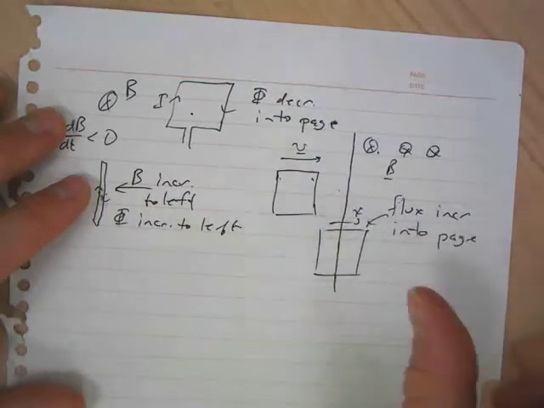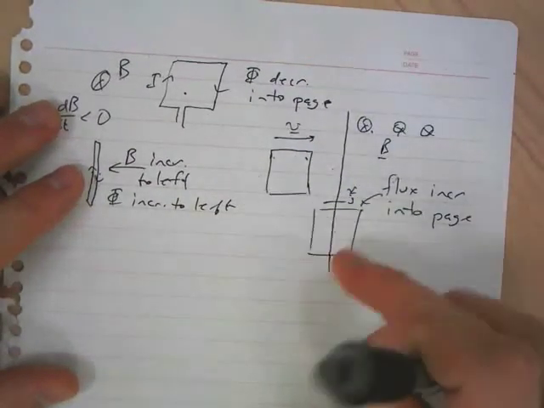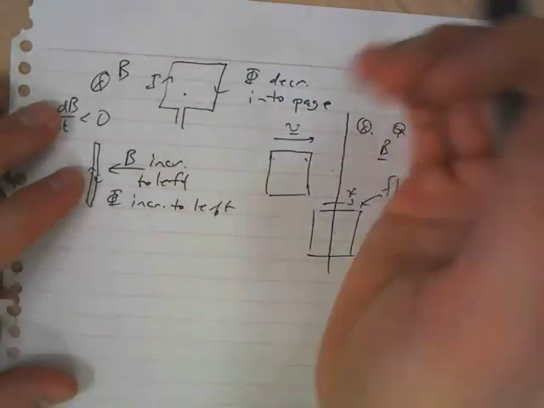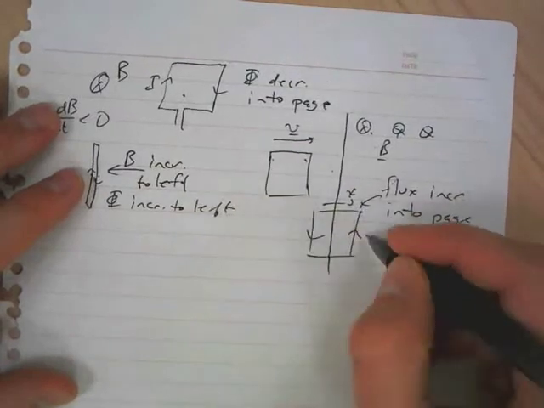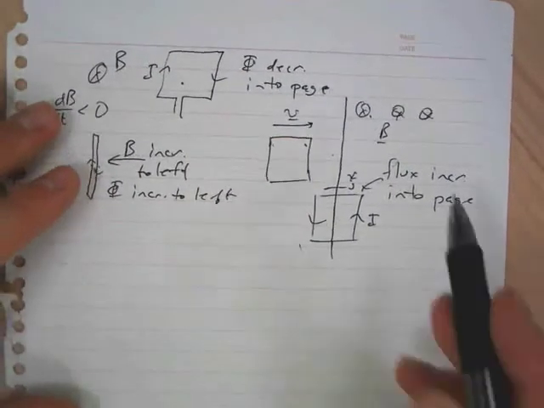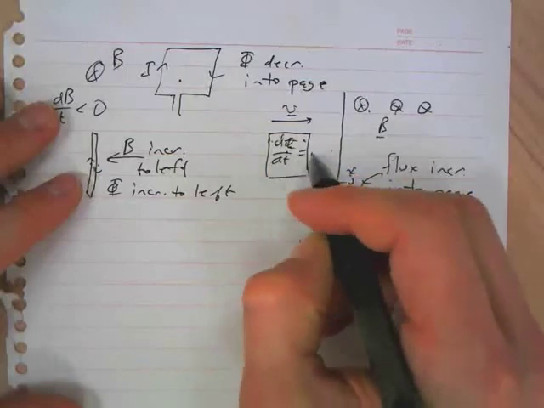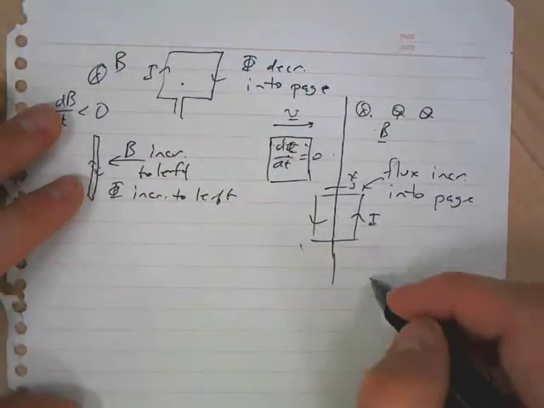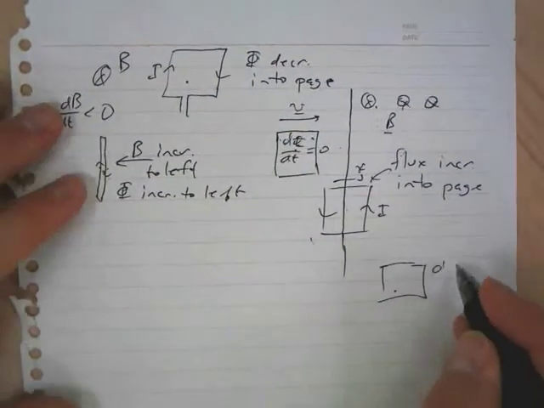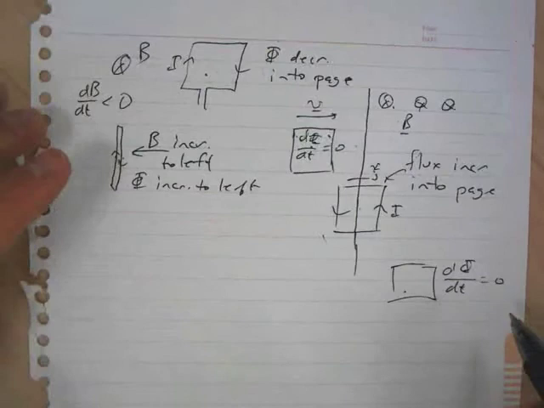The flux is increasing into the page while it's on this boundary line. Since the flux is increasing into the page, the loop will tend to want to generate a field that goes out of the page. And so in order to get a field out of the page, we put our thumb up, curl our fingers, and the current would be flowing in this counterclockwise direction. Before it enters the B field, there is no change in flux, so there is no induced current. After it enters the B field, again, there is some flux, but there is no change in flux, and so the induced current, again, is 0.